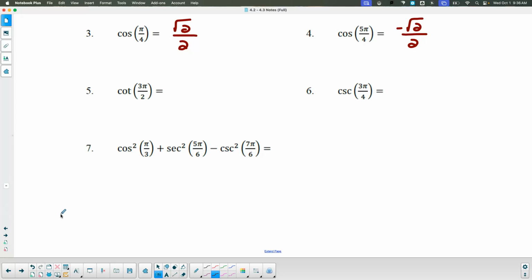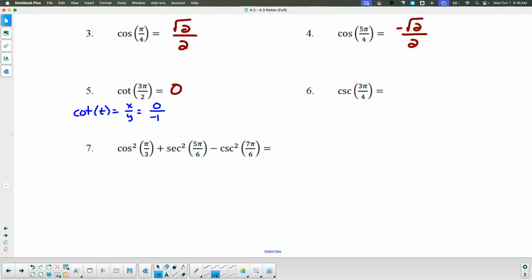Cotangent at 3 pi over 2. Well, we just said that the cotangent of any angle was equal to x over y, right? What is the x part at 3 pi over 2? 0. What is the y part at 3 pi over 2? Negative 1. 0 divided by negative 1 is 0. Yep. So the cotangent at 3 pi over 2 is 0.